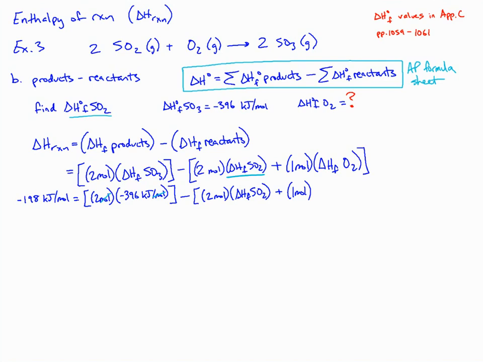Now the delta HF, remember this degree sign means the standard state. And so an important piece of information: this is an element in its standard state. When an element is in its standard state, delta HF is 0. And so for our oxygen here, 0, which means we can cut this whole part out right there.